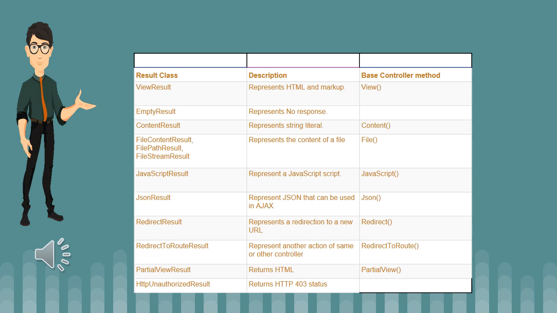As you can see in the above table, the View method returns a ViewResult, the Content method returns a string, the File method returns the content of a file, and so on. Use the different methods mentioned in the above table to return different types of results from an action method.